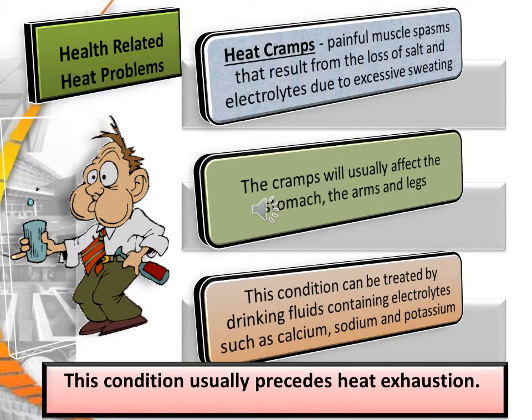Heat cramps are painful muscle spasms that result in a loss of salt and electrolytes due to excessive sweating. The cramps will usually affect the stomach, the arms, and the legs. This condition can be treated by drinking fluids which contain electrolytes such as calcium, sodium, potassium. It is a condition which usually precedes heat exhaustion.